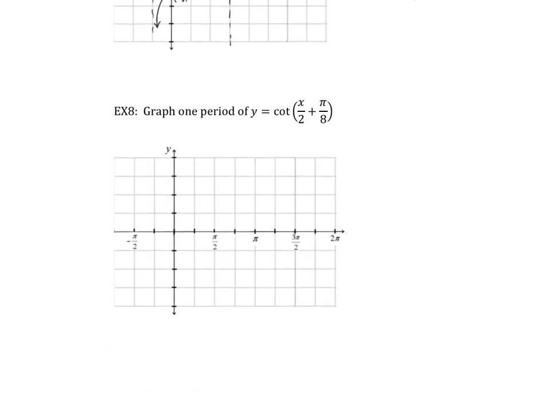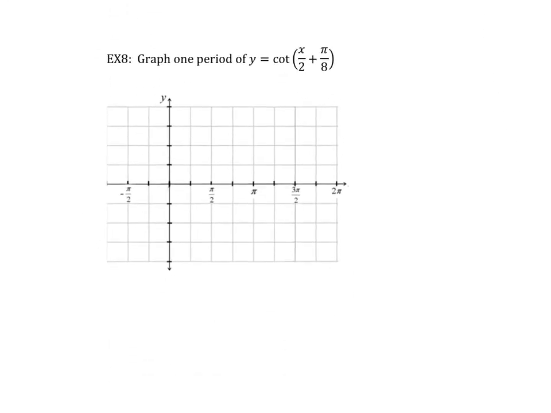We're going to do another one. All right, so here we have, again, our graph is shifted. I just get confused trying to visualize all of this, so I'm just going to take whatever's in that parentheses and figure out my new asymptotes. x over 2 plus pi over 8.